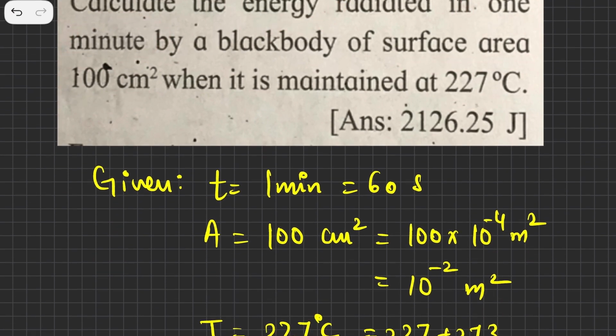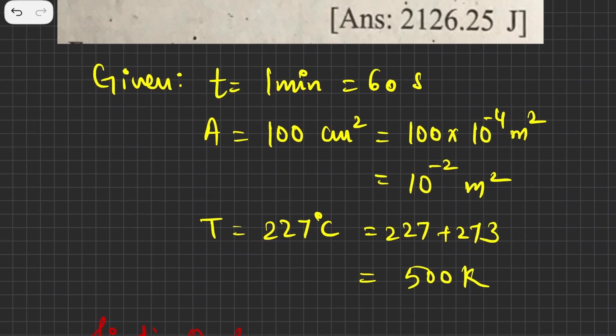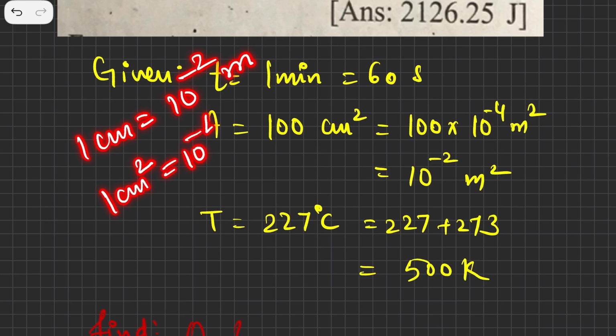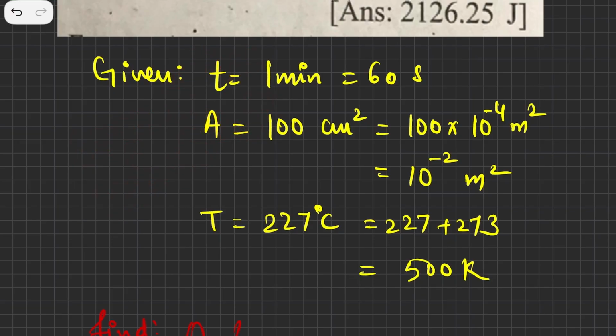So time is 1 minute. This data I have written in a given form. Minute is not an SI unit, so convert it to seconds. So 1 minute is 60 seconds. Area is given as 100 centimeters square. Now I'll have to convert this centimeter square to meter square. So 1 centimeter is 10 raised to minus 2 meters. If I square both the sides, I'll get 1 centimeter square is equal to 10 raised to minus 4 meters square. What I've done is I've just squared it. So this is the multiplying factor we need to convert from centimeters square to meter square, 10 raised to minus 4 meter square.